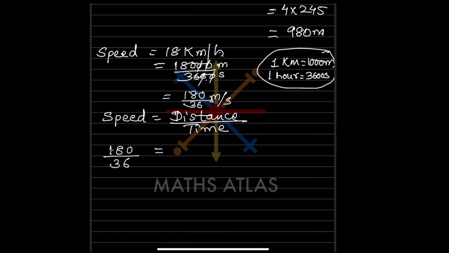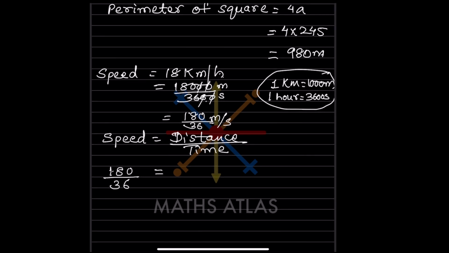speed. And the distance. Now the distance is nothing but the perimeter. Perimeter is already in meter, so we don't have to change it. So that is 980, and we don't know what the time is. So hope you got this one. This step is important. Speed is here, distance is here, the time is here.